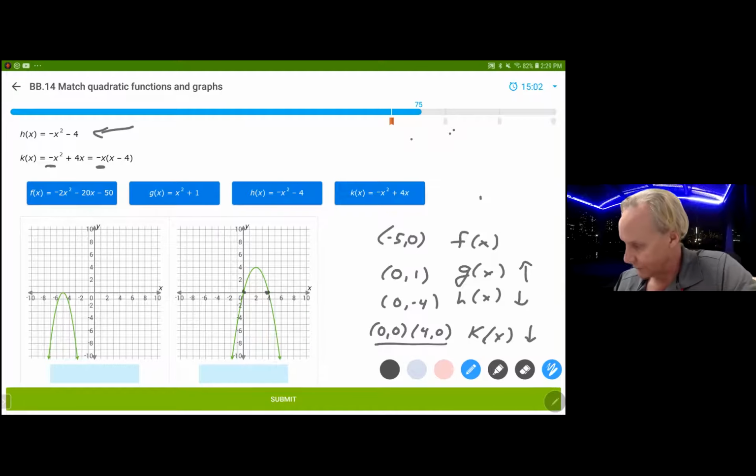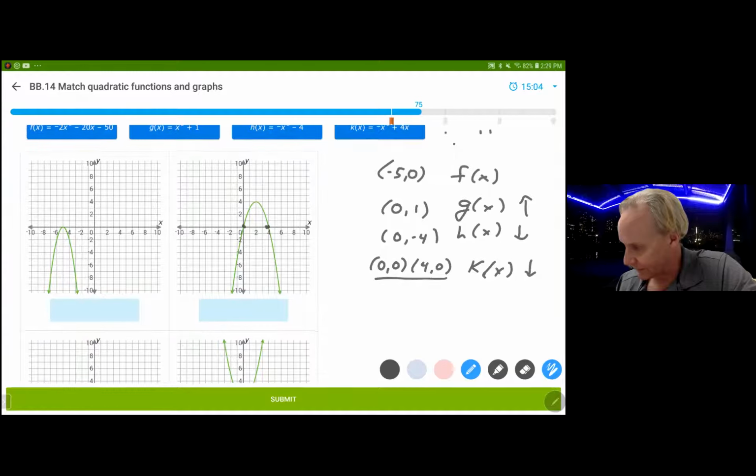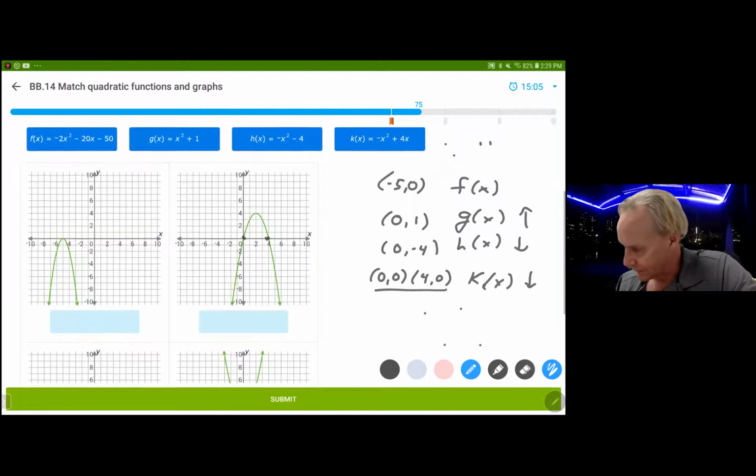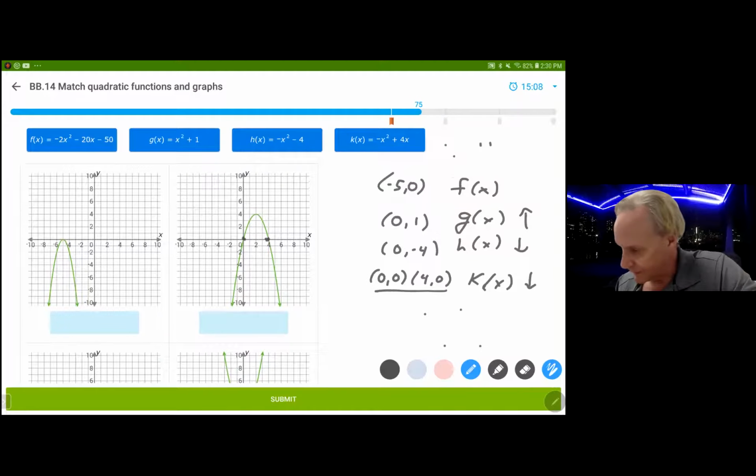So lots of stuff going on. Let's see if I can help it out here a little bit. Okay, so this one right here is the negative 5, 0. So this is the f of x. Oops.